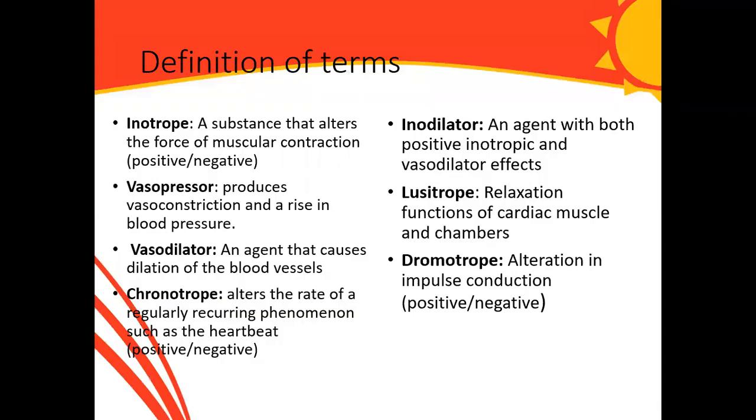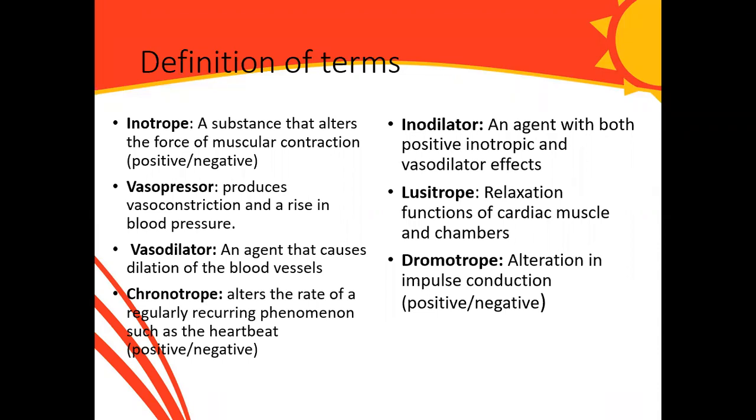All right, let's remind ourselves of some terms. What's an inotrope? We know that it's a substance or an agent that alters the force of muscular contraction. So we can have either positive inotropes or negative inotropes. Vasopressors are agents that produce vasoconstriction and a consequent rise in patients' blood pressure. Vasodilators are agents that cause dilatation of the blood vessels with a subsequent reduction in total or systemic resistance.